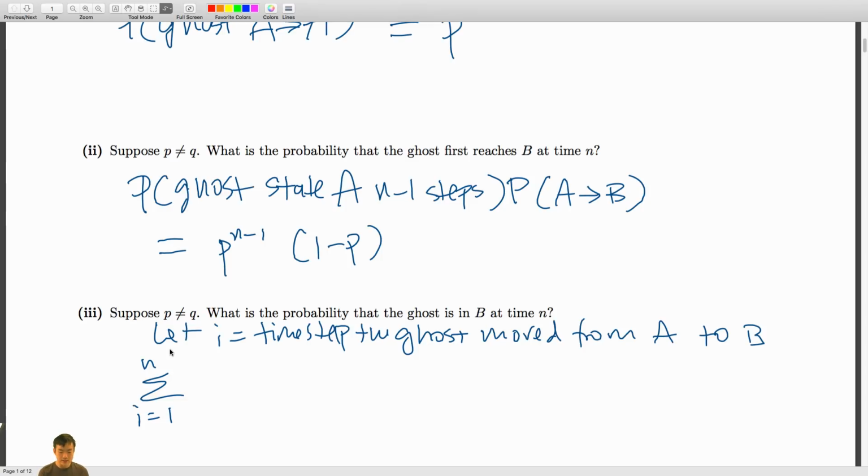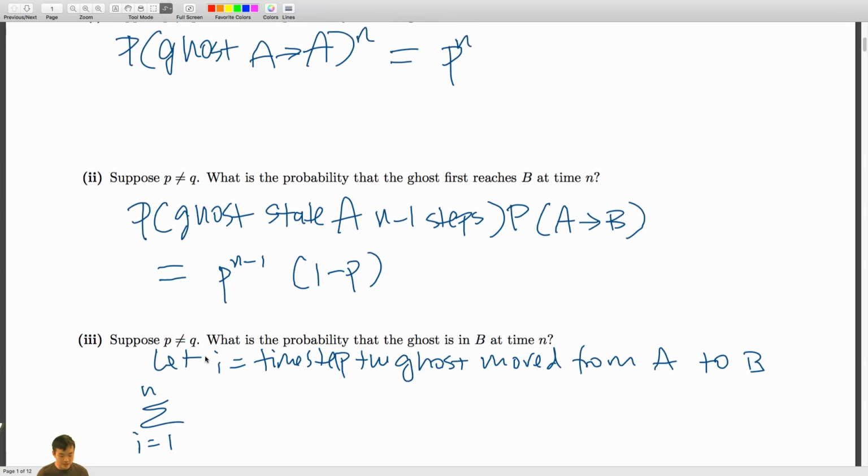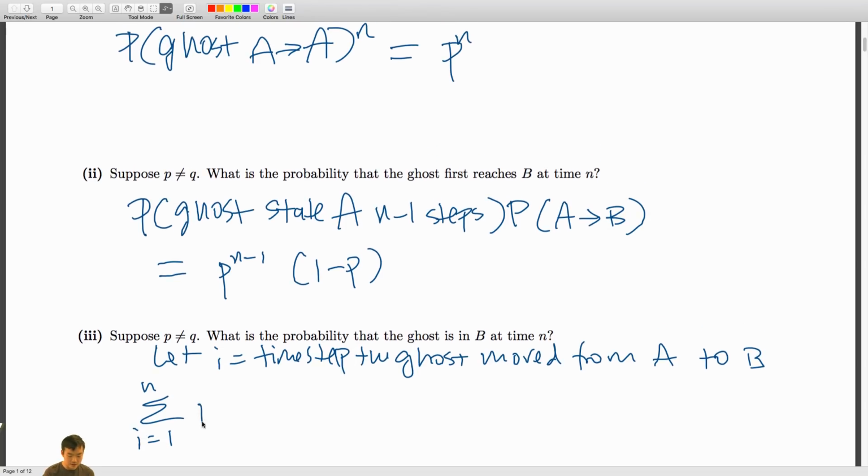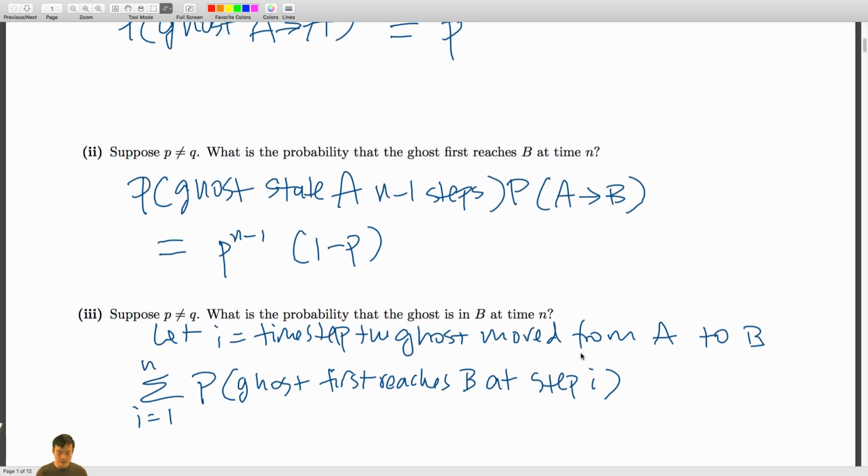And then we're going to compute the probability for each of these valid sequences generated with each of the I's. This is going to mean the probability that the ghost first reaches B at time step I. We already computed this in the previous part. We're going to multiply this by the probability that the ghost will then stay in state B for the rest of the time steps. Given that I time steps already passed, we have n minus I more time steps for the ghost to stay in state B.